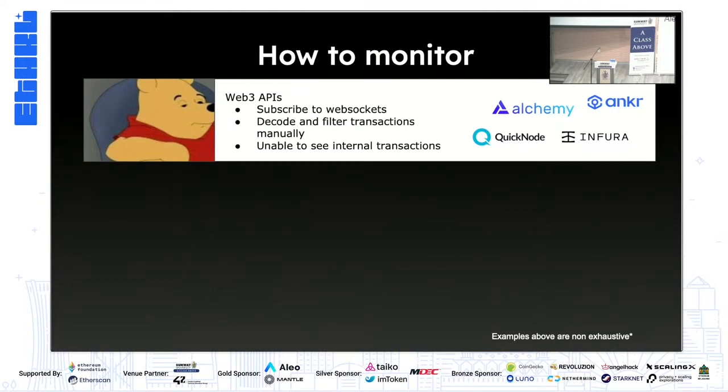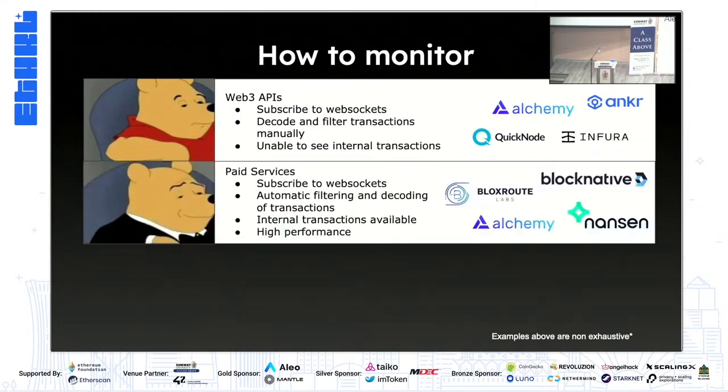And the problem is you cannot see internal transactions from there. It's not part of the standard Web3 API. It's not exposed there. It's actually one layer down at the Ethereum node client. And if you want to get that information, you're going to have to pay a bit of money.